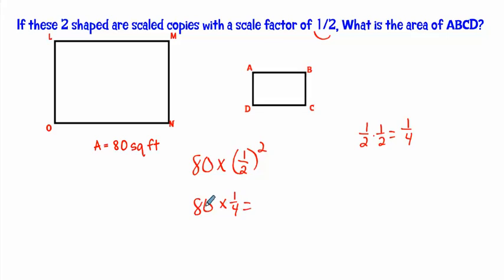When I multiply fractions, I can put the 80 over 1 and multiply straight across. So I get 80 over 4. That's improper. How many times would 4 go into 80? 20 times. So this area would be 20 square feet. It should definitely be smaller.